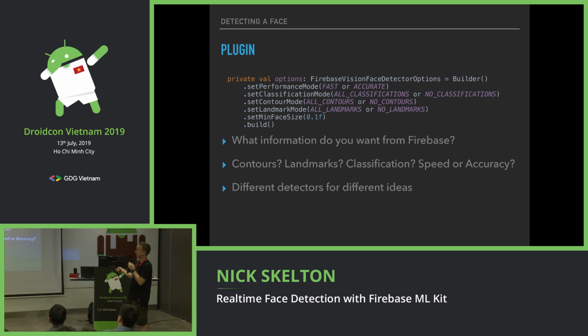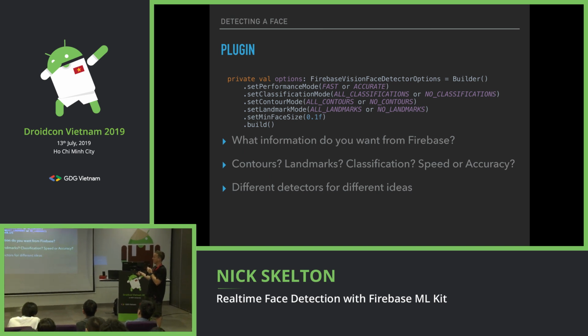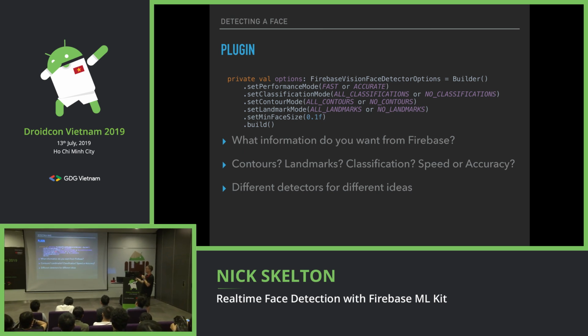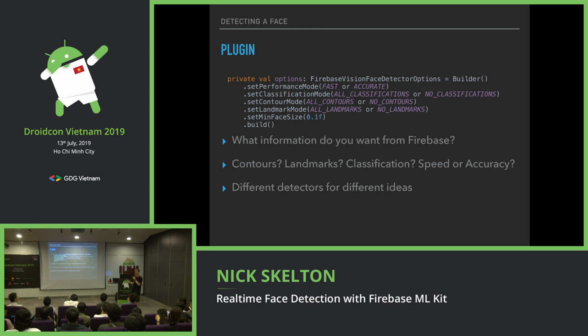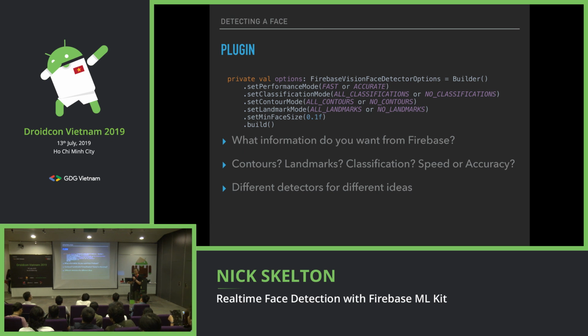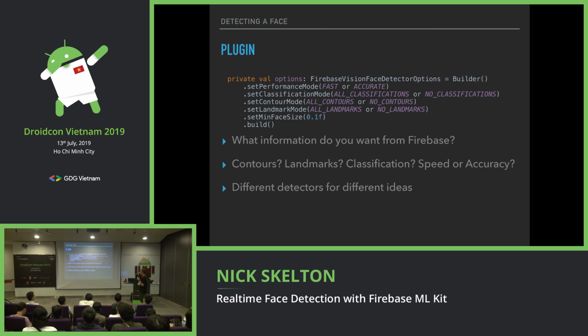So performance mode, do you want it to be fast or accurate? Classification mode, all classifications or no classifications. So this is basically on or off, right? There's no other in-between options. Landmarks, contours, classifications. Performance mode is a little bit magic. I don't actually know what that does exactly, to be honest.